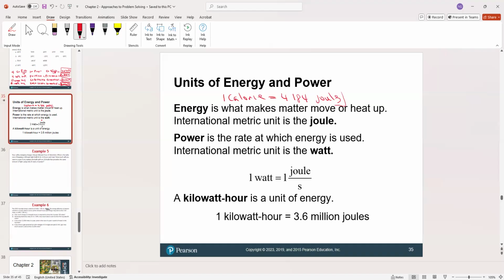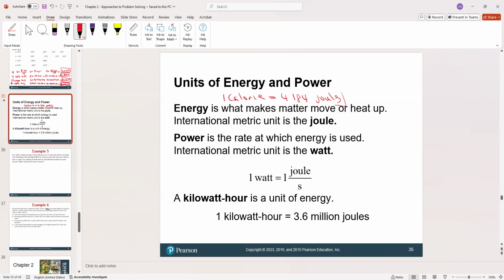But as I said, energy and power are not the same. The words energy and power are often used together, but they are not the same. Power is the rate at which energy is used, which means it has units of energy divided by time. The most common unit of power is the watt, defined as 1 joule per second. 1 watt equals 1 joule per second.